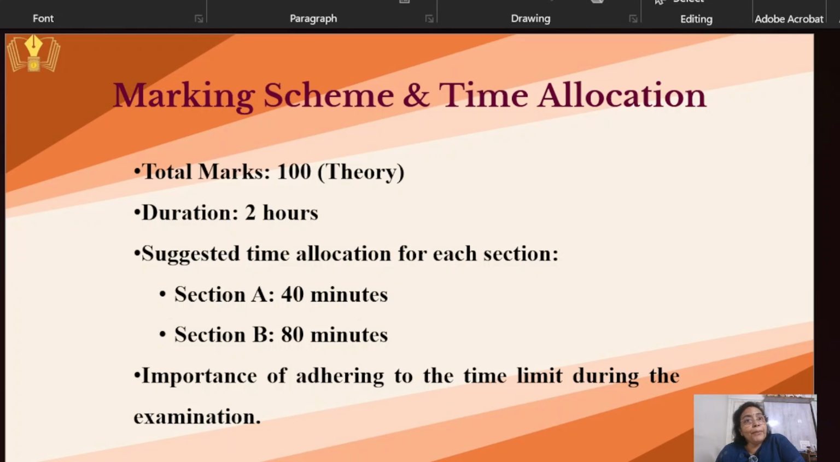Section B, maximum you can keep 80 minutes, but it's our suggestion if you can finish it within 70 minutes, so that you get some time for your revision, which is very, very essential. And remember one thing, since it's a 100 marks paper and time duration is 2 hours, from the beginning only you need to speed up. Importance of adhering to the time limit during the examination is very, very important. You have to keep in mind that you have to finish the paper.